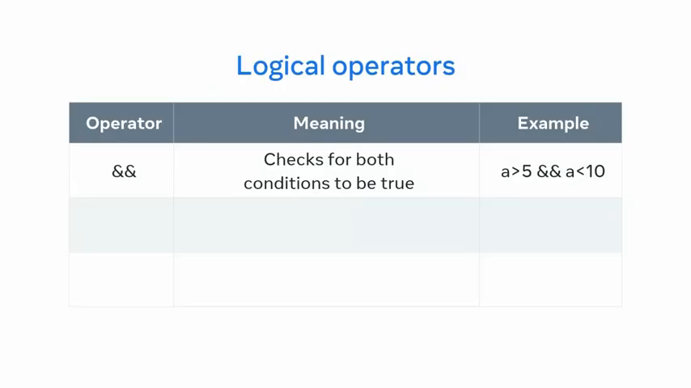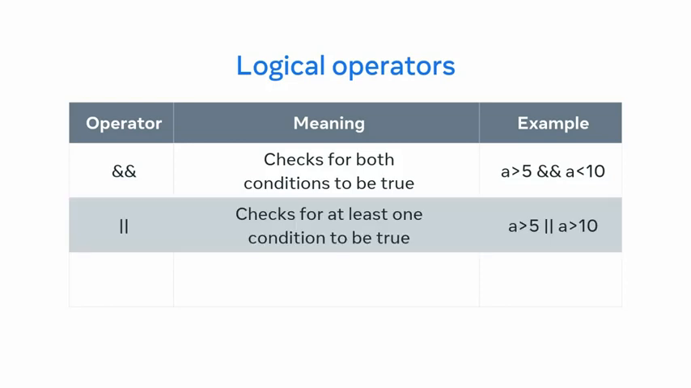Logical operators are used in JavaScript to determine if something is true or false. For example, the logical operator named AND, which you can use to check the two or more conditions are true. Imagine you had a variable named a, and you wanted to check that its value is greater than 5 and less than 10. For this to be satisfied, both statements must be true.